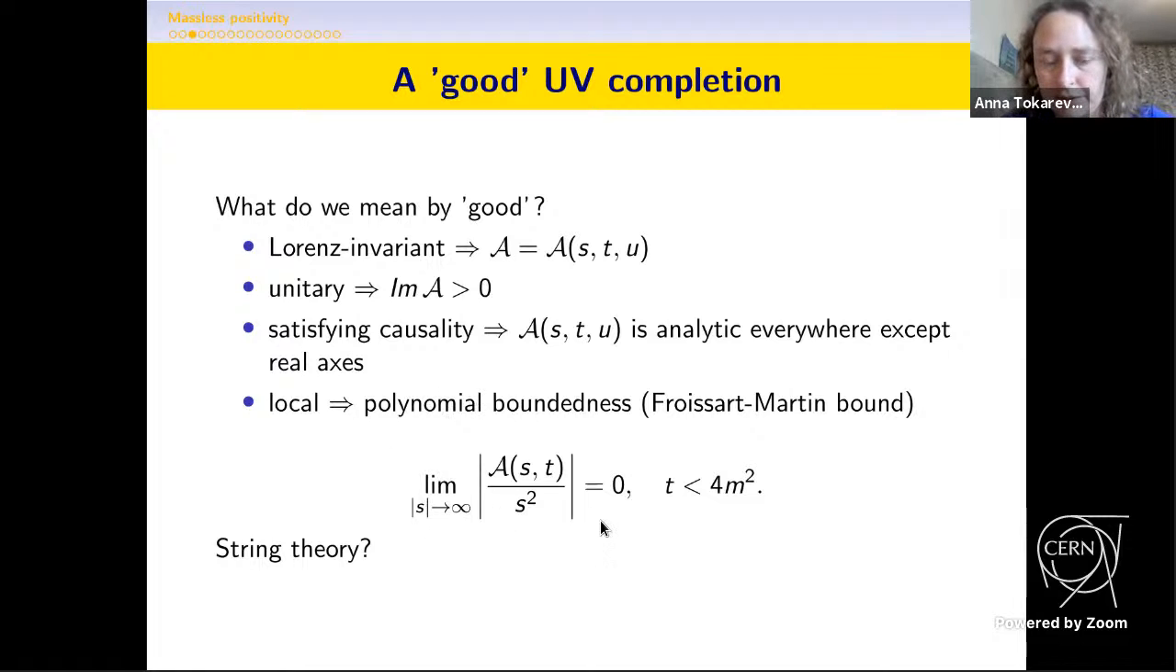What we need to build our conclusions is that the amplitude has to grow no faster than s squared at small t. This limit has to be zero. Actually, the so-called Froissart-Martin bound, which can be formulated for all scattering of massive particles, is more strict. It doesn't allow amplitudes to grow faster than s logarithm of s. This is a weaker requirement, but still it leads to the same conclusions.